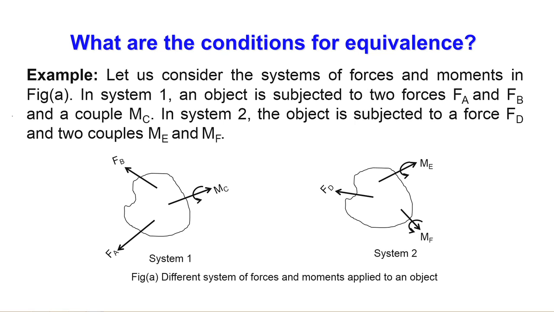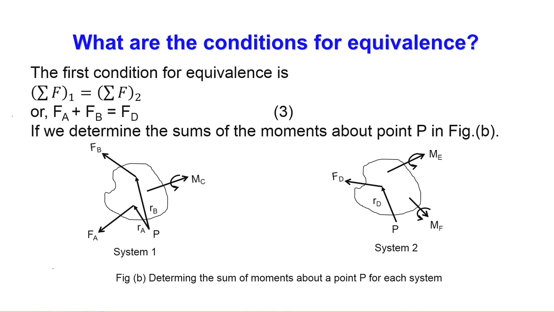So, Fa plus Fb equals Fd, and the second condition will be the total moments. That means in the first system, Mc is the moment, and due to these forces Fa and Fb there will be a moment about some point P. Let us see the expression in the next slide.